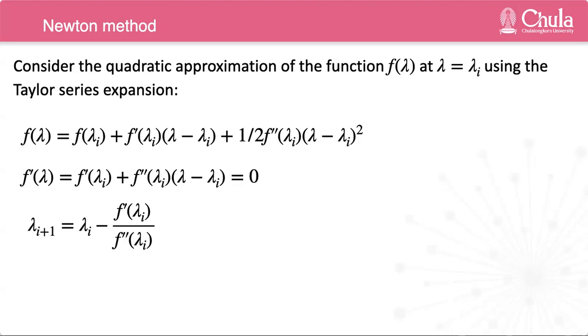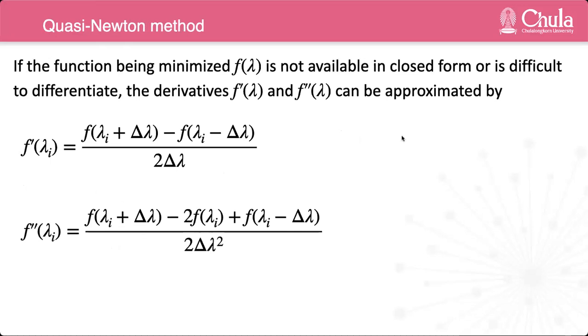So if our objective function is a quadratic function, we can reach the minimum point in only one iteration. However, if it deviates from the quadratic function, of course, it takes some iterations before it moves to the minimum point.